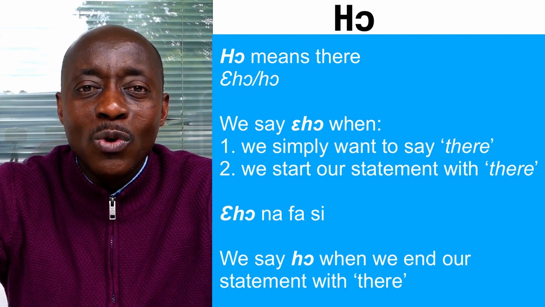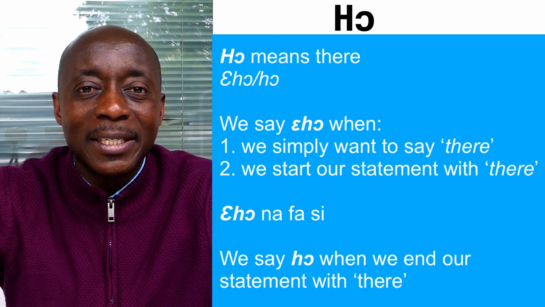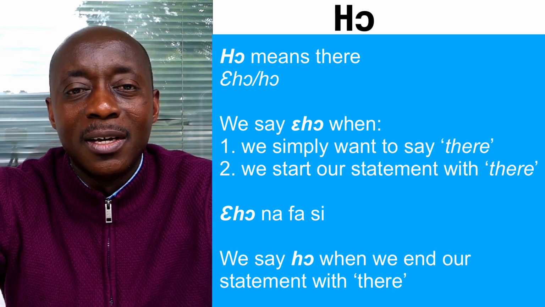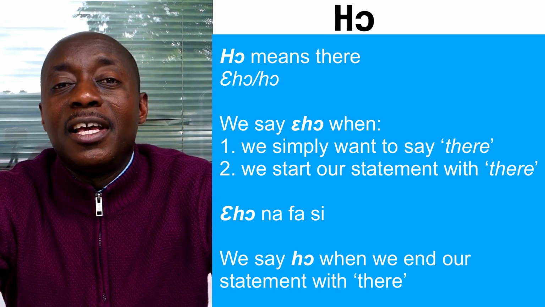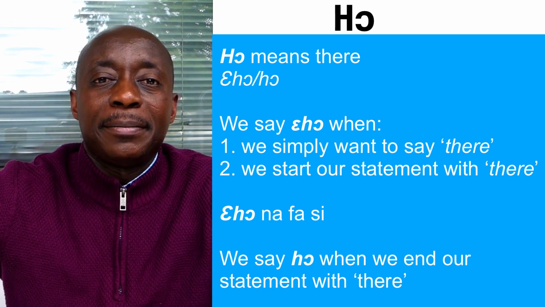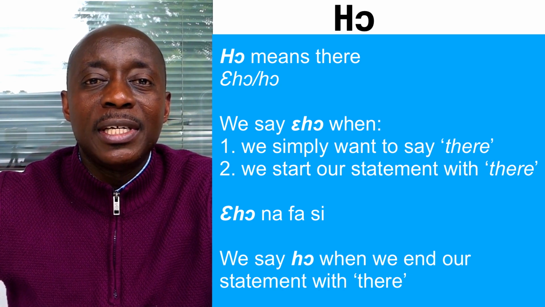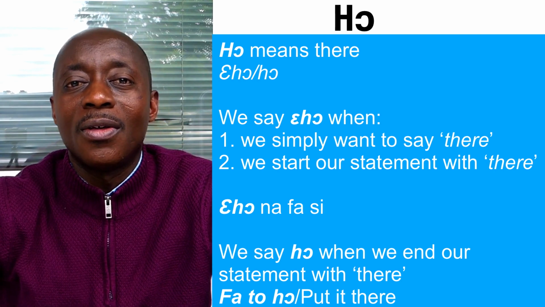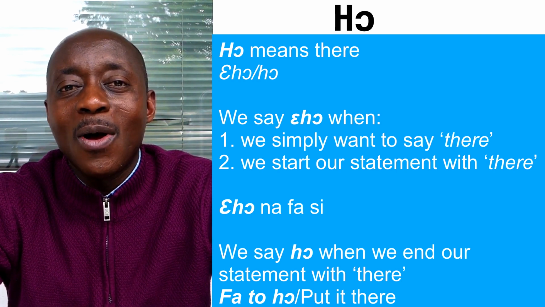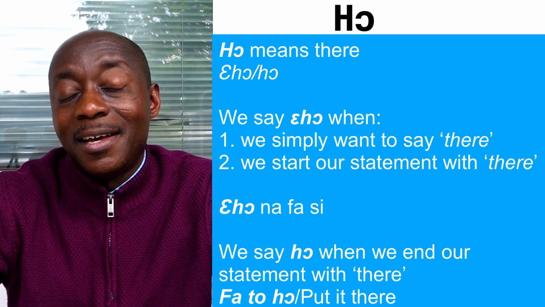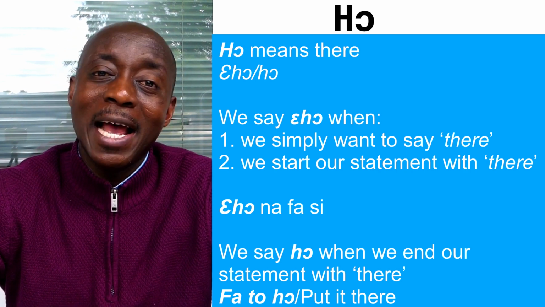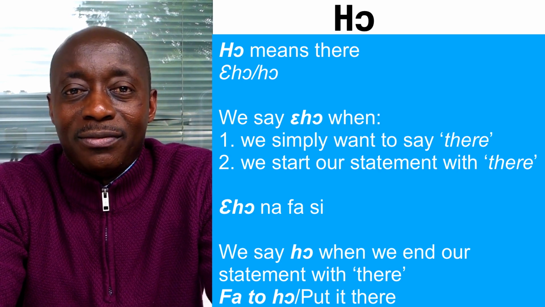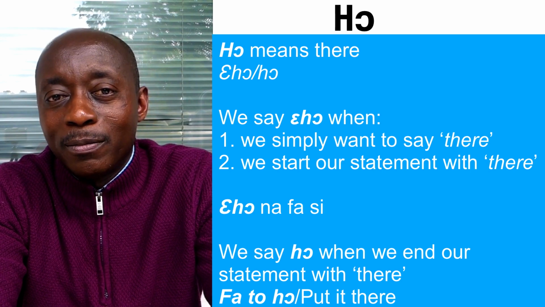However, if you want to end your statement with there, then you have to use ho. So, for instance, if I want to say put it there, here you see there is ending. So when I want to say put it there, I will say fato ho. I will not say fato eho. Even though if you say that, you'll be understood, but it will not sound native. So fato ho. Good.